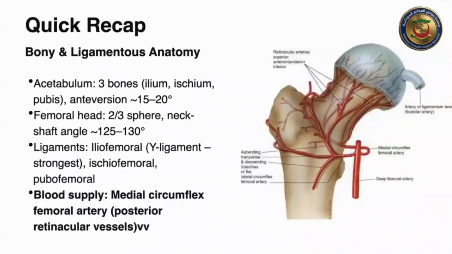About blood supply, the main blood supply in adults is from the medial circumflex femoral artery, especially the posterior branch, but we also have the anterior circumflex, retinacular arteries, nutrient arteries, and the artery of the ligamentum teres.